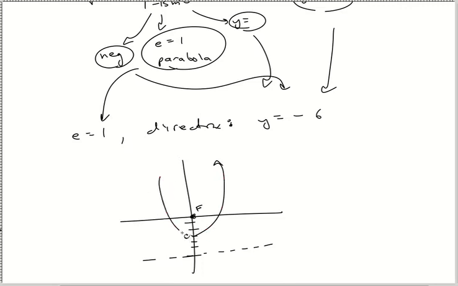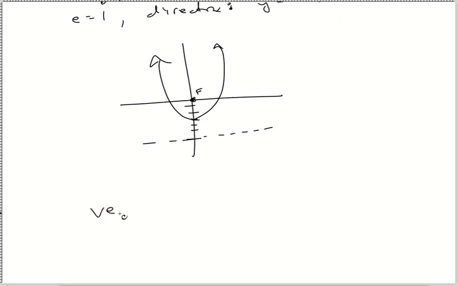I'm not going to waste your time. Close enough. This one, actually, I have something else for you. It says, find where the vertex is and find the directrix.